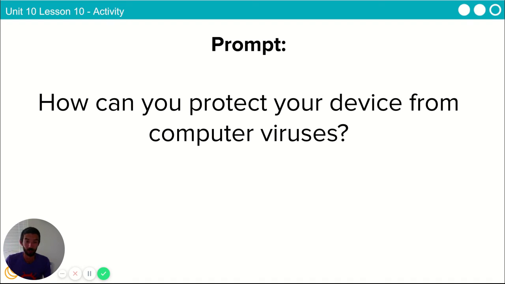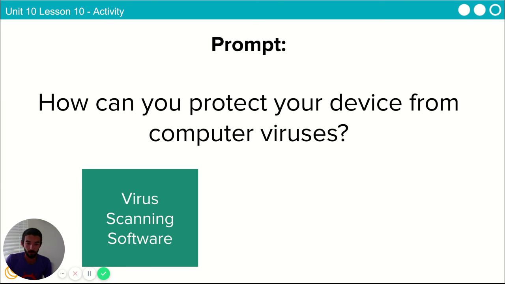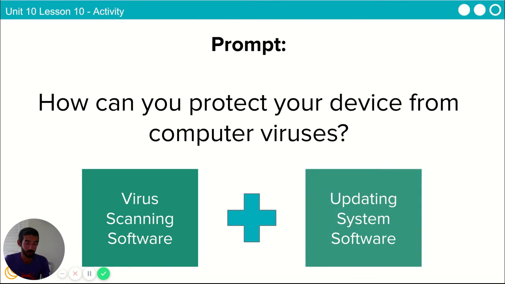Hopefully you came up with some suggestions or some things that you already do, or some ideas that you have. But two things that you can definitely do is you can have a virus scanning software installed on your device, and you can also make sure that you continue to update the system software that you have on your device. Another way to say this is just to keep all of your software updated. So these two things will allow you to prevent and protect your device from those pieces of code getting onto your device, clogging it up, or putting your data at risk.